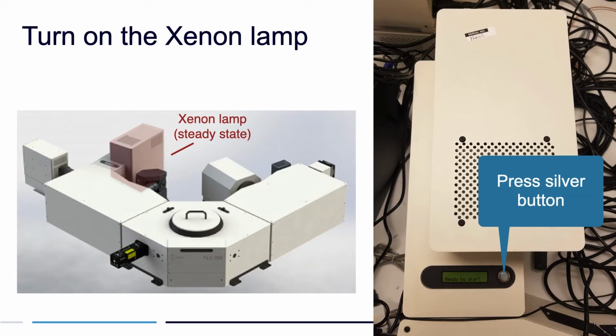Next, turn on the xenon lamp. The xenon lamp is shown here on the schematic on the left. There's a silver button on the top of the lamp module. When the LED screen says ready to start, press the silver button. You should always wait 15 to 20 minutes for the lamp to stabilize if you're doing quantitative measurements. Since you have to wait for the detector to cool down anyway, this should not be a problem.